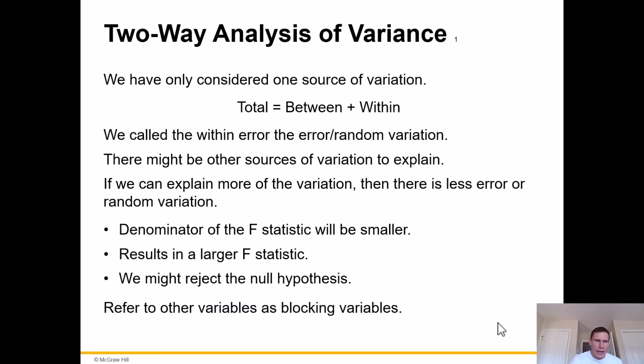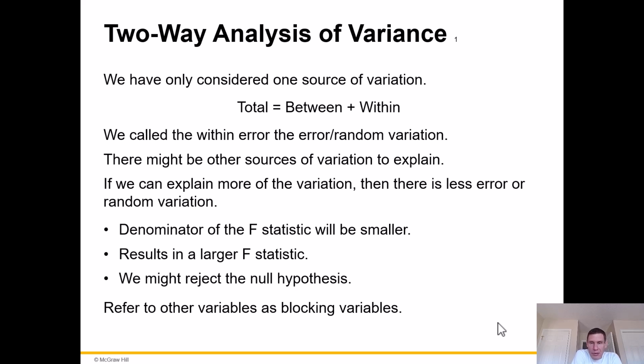Now, what about a two-way analysis of variance? That was a little bit about a one-way analysis. What if you want to do a two-way analysis of variance? We've only considered one source of variation, right? Total equals between and within. That's just what we did. Think about the numerator and the denominator. We called the within error the error or random variation, but there might be other sources of variation that we may also want to try to explain.